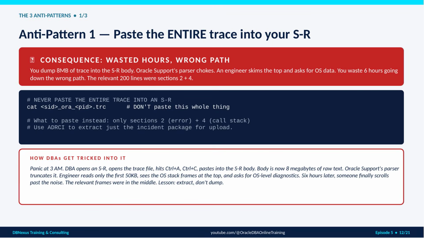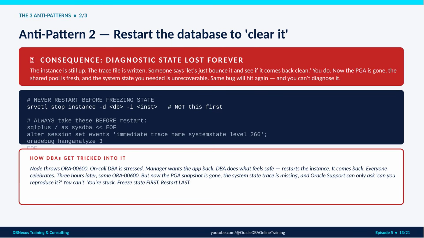Anti-pattern 2. If the last one was bad, this one's worse. Restart the database to clear it. Here is the scenario: the instance is still up, the trace file is written, but nobody's read it yet. Someone says, let's just bounce it, see if it comes back clean. You do. Now the PGA is gone. The shared pool is fresh. The system state you needed, unrecoverable. The same bug will hit again, and you can't diagnose it. Support asks, can you reproduce it? You can't. You're stuck.